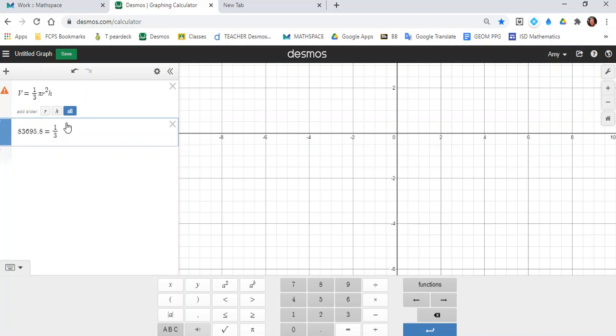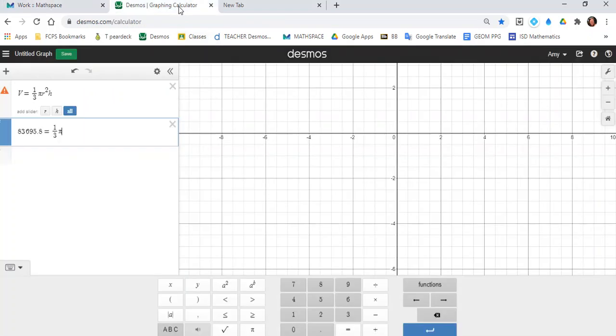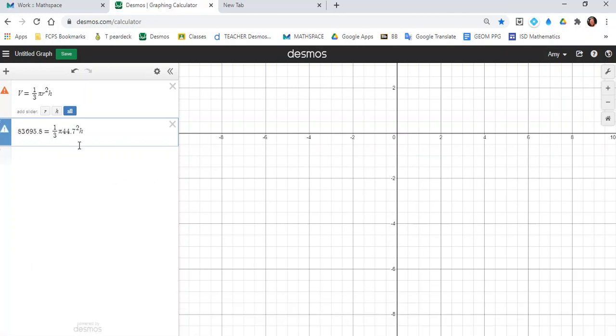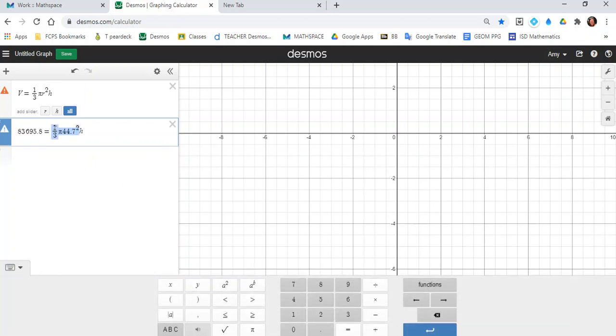I'm going to do 1/3, pi, and look at what else they give me. They tell me my radius is 44.7, and I need to know my height. So I'm going to put 44.7 squared times my h, which is my unknown. Now, I'm going to do basic algebra 1. Think about this. I can take all of this, copy it.